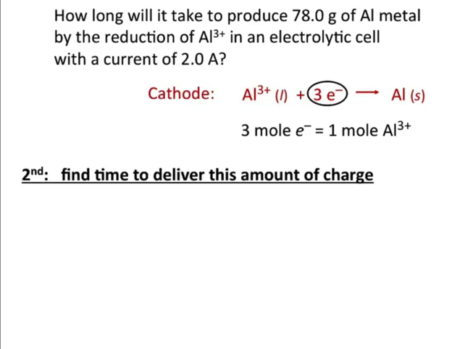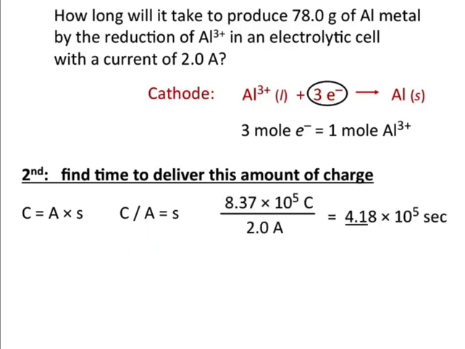We need to find how long it takes to deliver this amount of charge. And for that you have to deal with the definition of current and how these are all related to each other. You can rearrange this equation: coulombs over amps gives you time. So we'll plug the coulombs in here, divide by amps, and we get the seconds it takes to deliver that amount of charge when you're going at 2 coulombs per second.